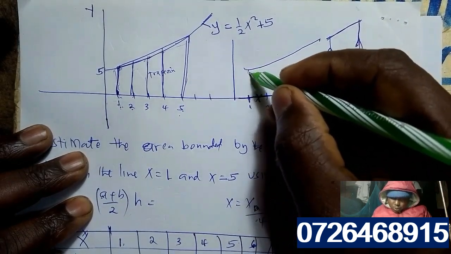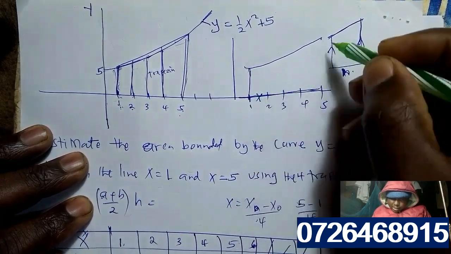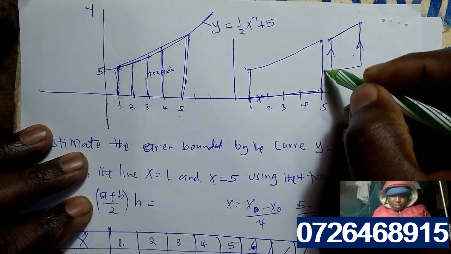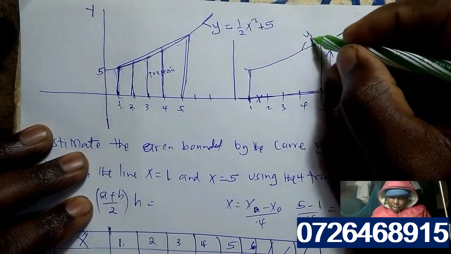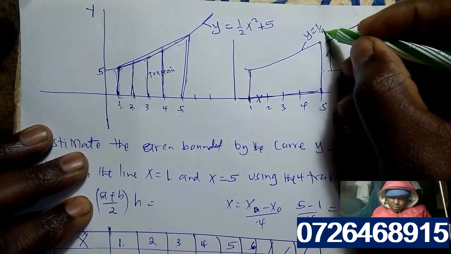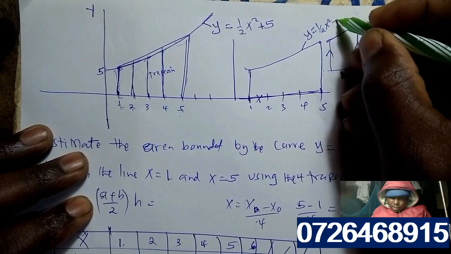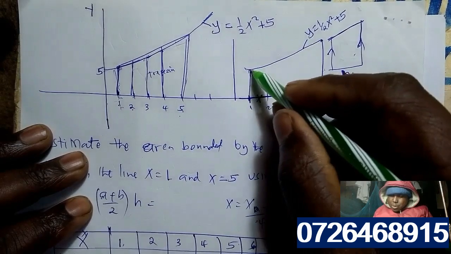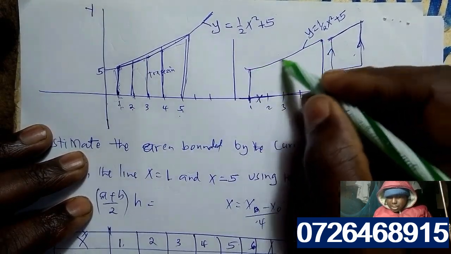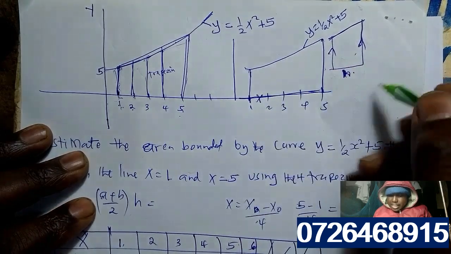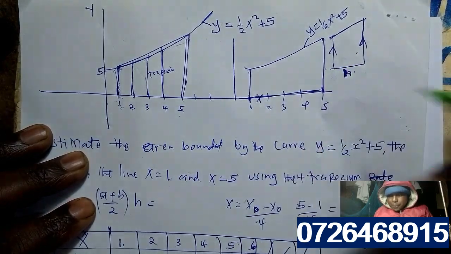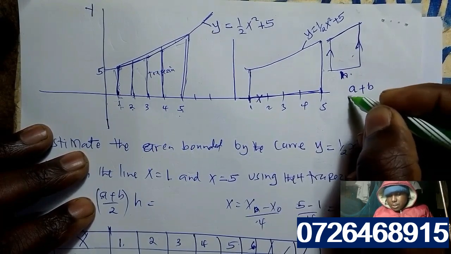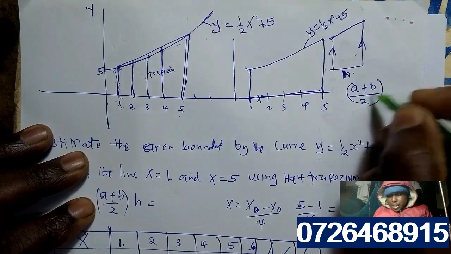So when you draw a line here to where it is starting and where it is ending, this one forms a trapezium. So this is the curve y is equal to a half x squared plus 5. I can calculate the area of this, assuming that this one is a trapezium. How do we calculate the area of a trapezium? The area of a trapezium is equal to (a plus b) divided by 2 times height.